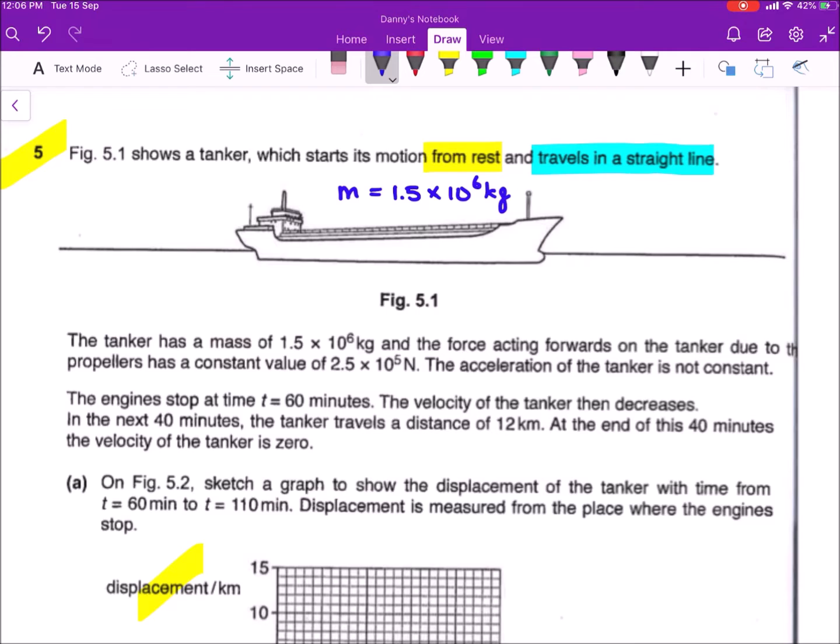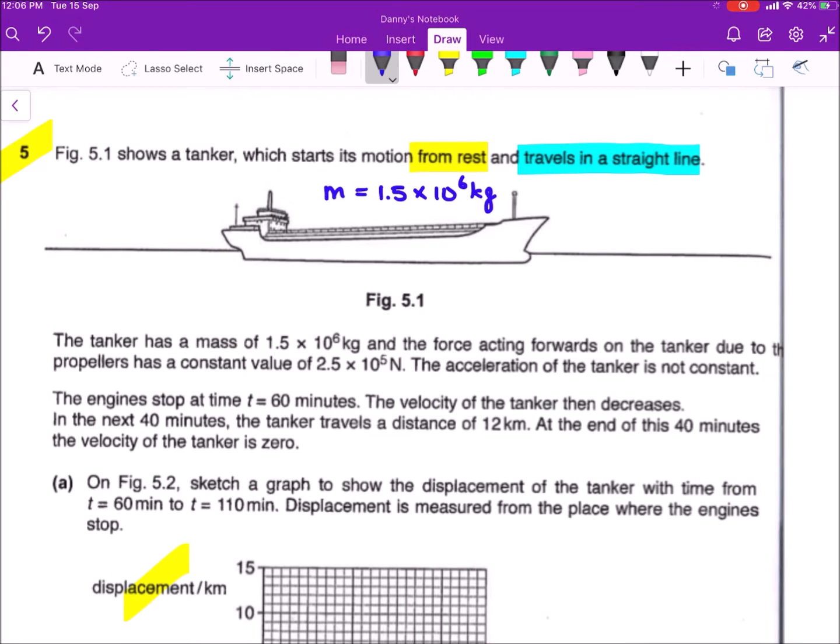Then after that, it says that there is a force that is acting on the tanker due to the propeller. So down here, you can see that they say there's a forward force with a fixed value. So I will just draw it over here. Okay, there's a fixed force. This is F. It's not F net, it's just F. F is just a force. Okay, it's not F net, it's different. So I have F, which is 2.5 times 10 to the power 5. And then it says that the acceleration is not constant.